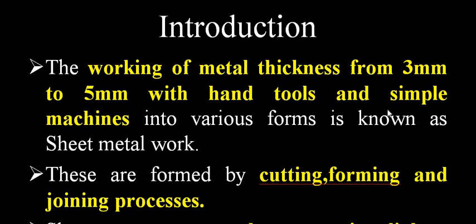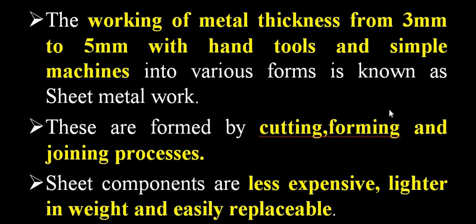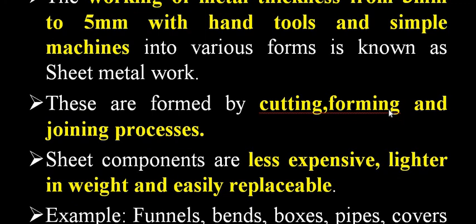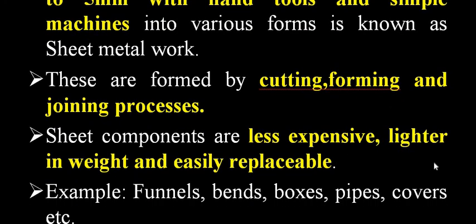These are formed by cutting, forming and joining processes. Sheet components are less expensive, lighter in weight and easily replaceable. So we use sheet metals or sheet components. Examples: funnels, bends, boxes, pipes, covers, etc. Funnels we use in our regular life for pouring liquid material, etc.